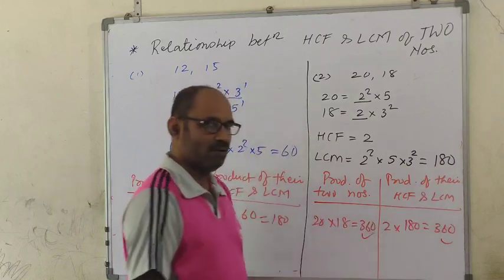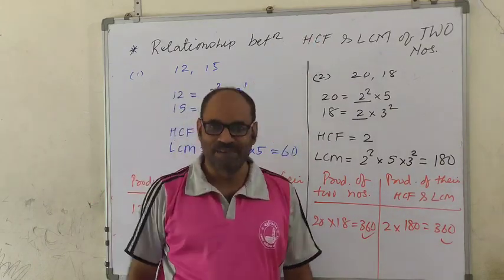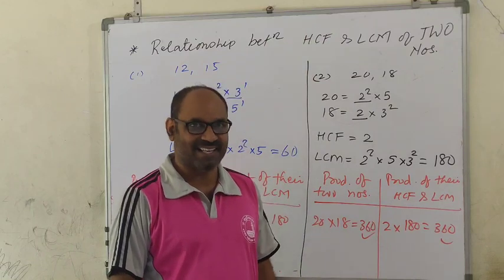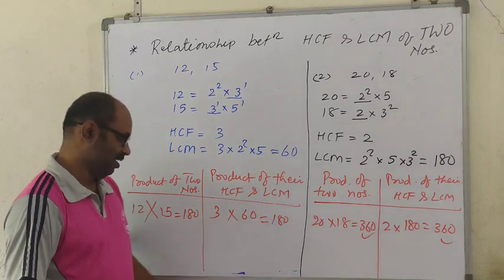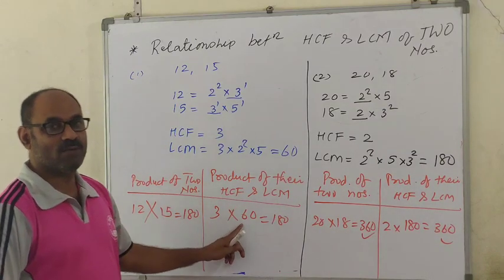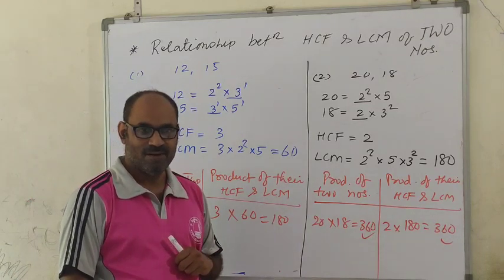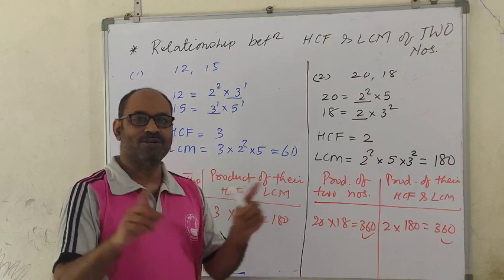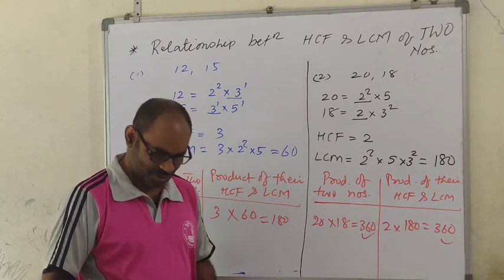Now it cannot be fluke. But maybe. So you take more examples, alright, and try and check out. And what you will find, what you will observe, is that product of any two numbers is always equal to the product of their HCF and LCM. Understood? Now what you understood is a statement. Alright, it is the relationship.